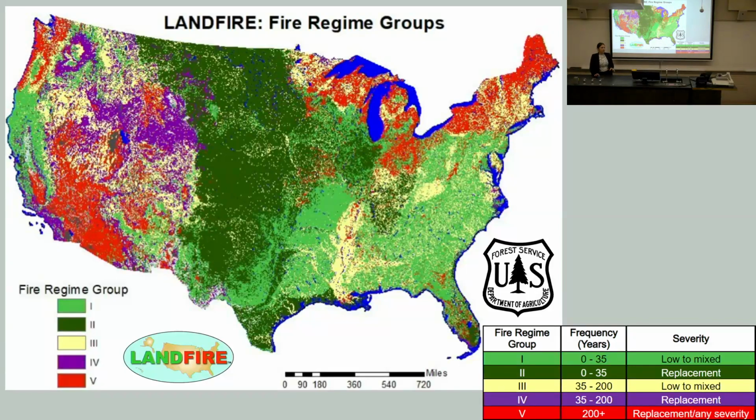So now, moving on to the fire portion. We utilize Landfire, which is a government program with the U.S. Forest Service and the Department of Agriculture. And Landfire has created this map that I have shown here of the fire regime groups. So we have 5 fire regime groups across the United States, and they vary depending on the frequency in years that fire is occurring, as well as the severity of that fire.